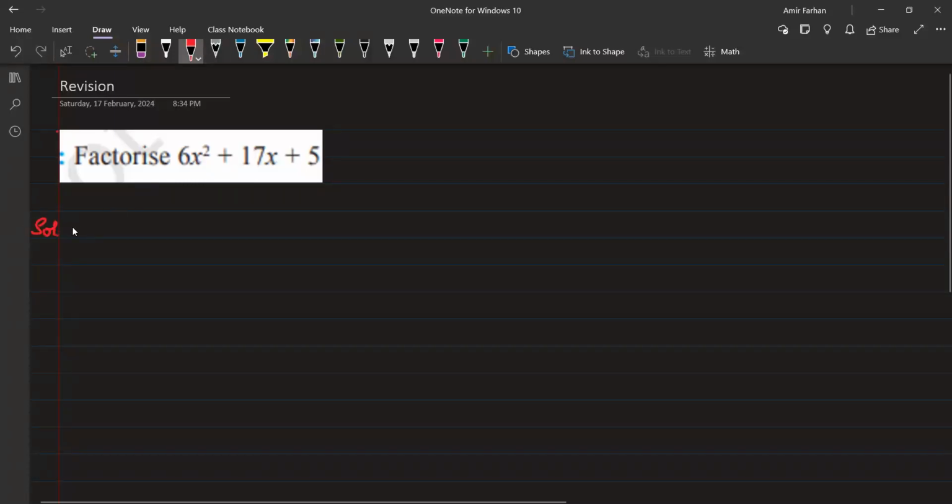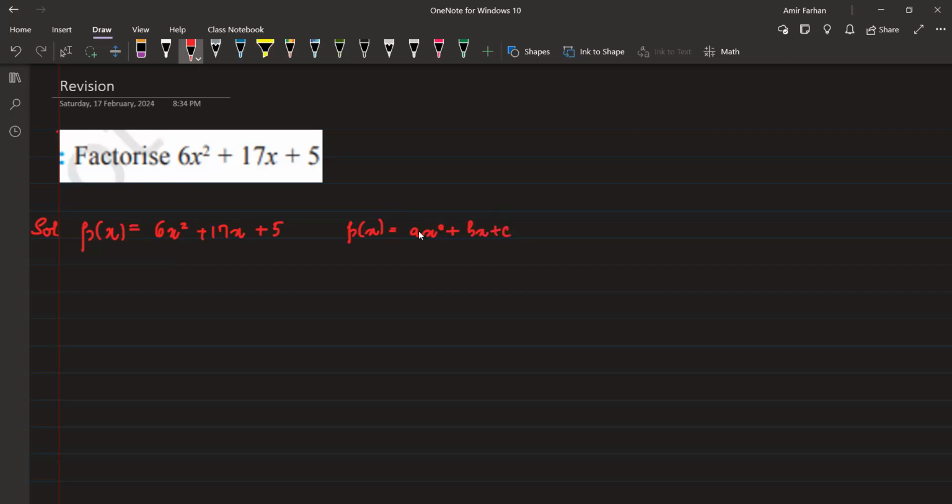This is a polynomial p of x equals 6x square plus 17x plus 5. This is a quadratic polynomial. Do you remember what quadratic is? The polynomial having degree 2 is called quadratic. So the general form of a quadratic polynomial is ax square plus bx plus c.